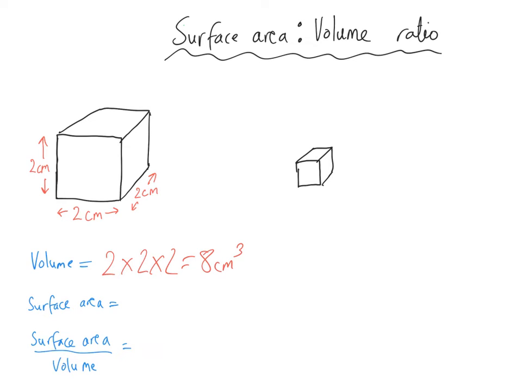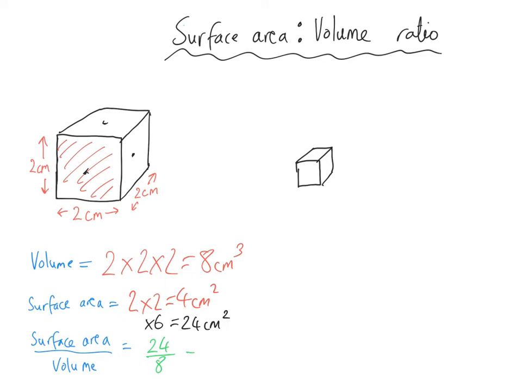If we look at the surface area for this cube, the area of this face that's coming out towards us, is 2 by 2, which is 4 centimetres squared. But there are 6 faces in total. There's this one, and this one, and then there's the 3 faces that we can't see. So we need to multiply that number by 6, and we get 24 centimetres squared. So the surface area to volume ratio is 24 centimetres squared divided by 8 centimetres cubed. So that gives us a surface area to volume ratio of 3.